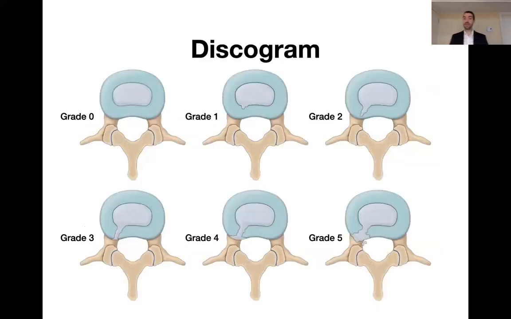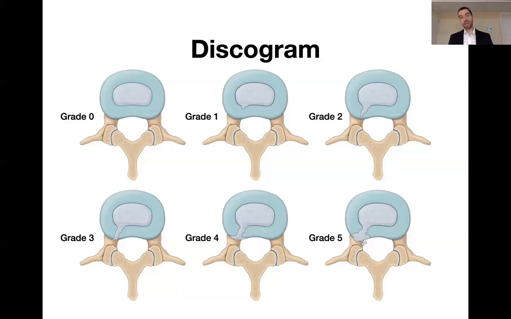And there is a very interesting exam too. It's the discogram. With the discogram, we have grades to understand what's going on. We have grade 0, that's the normal disc. Grade 1 is not much of a problem. Grade 2 can be painful, possible because of the innervation of the annulus fibrosus, okay? It's possible, but it's not guaranteed.